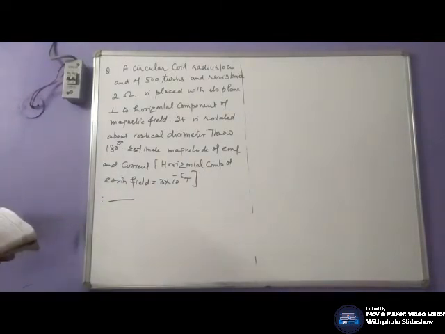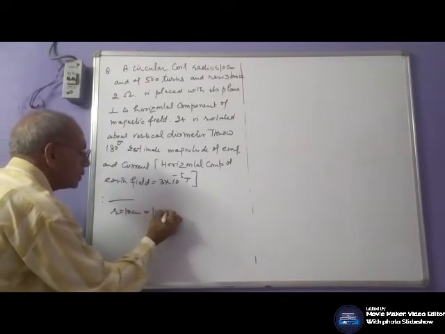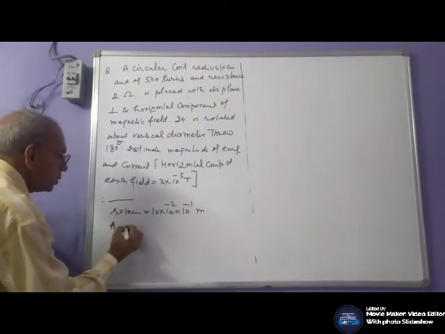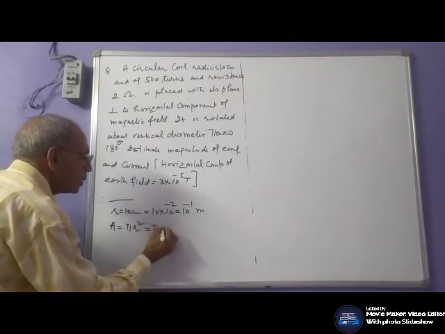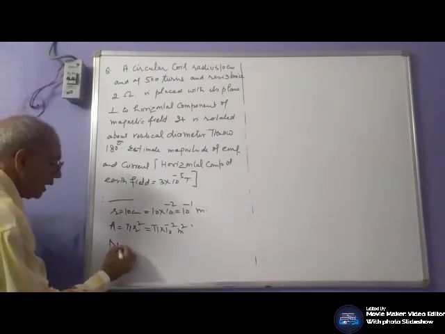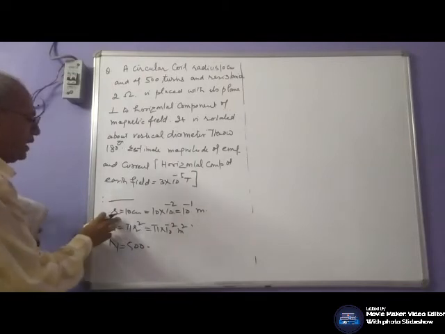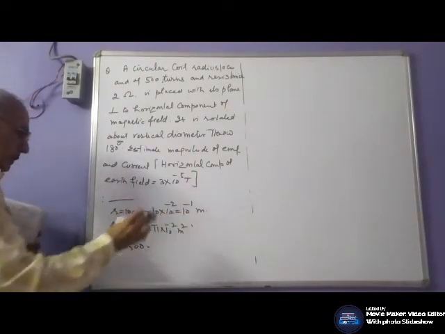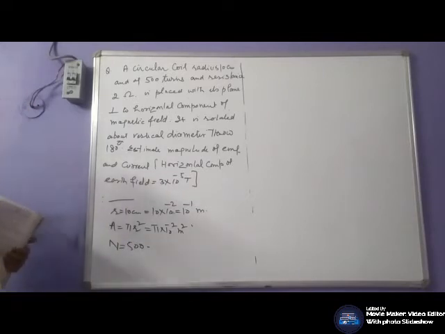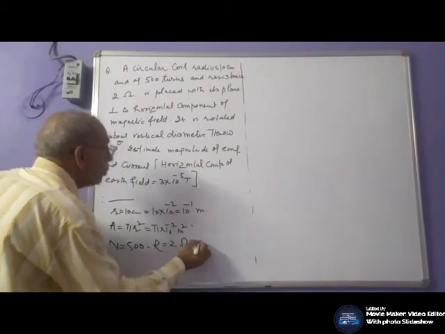A circular coil, radius 10 centimeter, we need the area, and number of turns 500. This is the radius, 10 centimeter, which is 0.1 meter. Area is π r squared. Turns are 500. Resistance is 2 ohm.